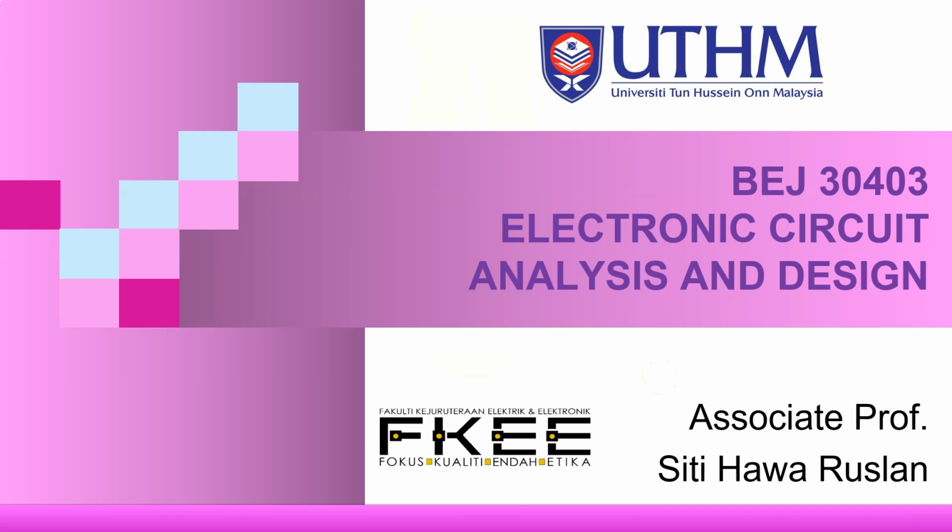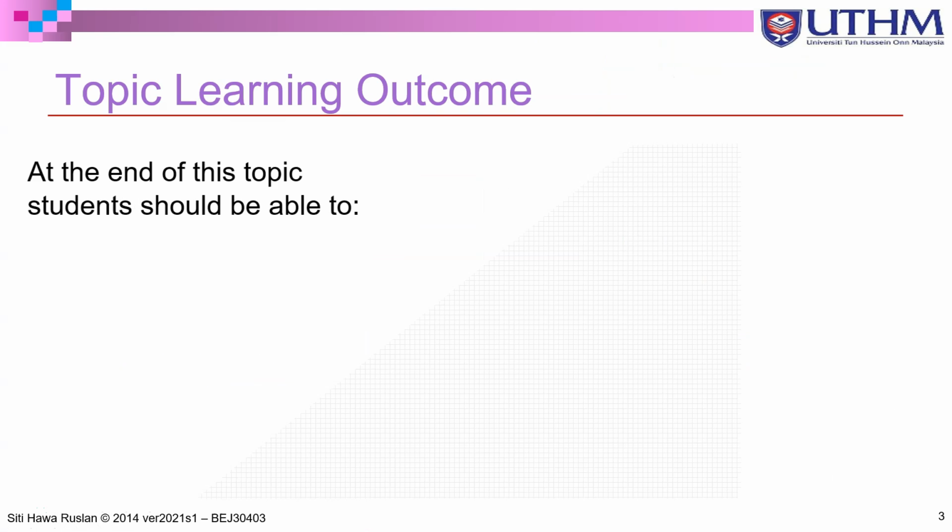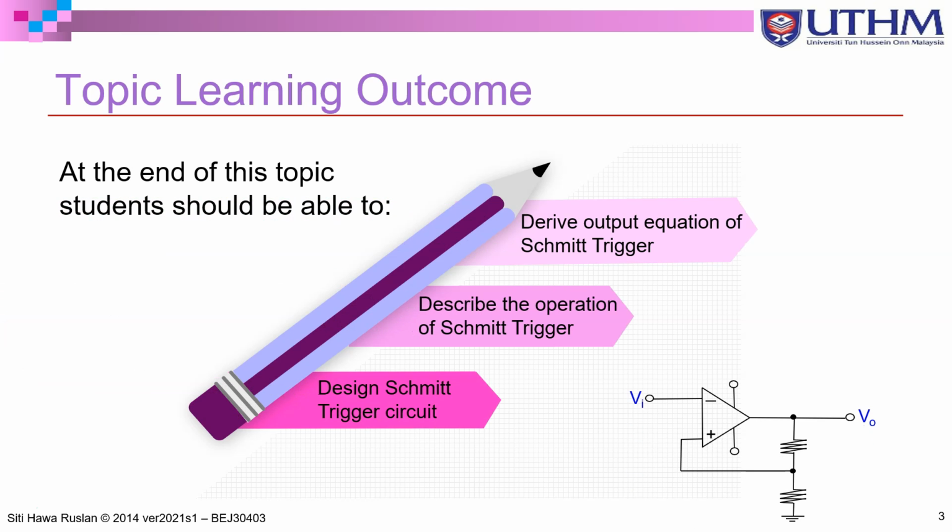Hello, now we are moving to the second topic of op-amp in nonlinear region, which is the Schmitt trigger. Hopefully at the end of this topic, students should be able to derive the output equation of a Schmitt trigger, describe the operation of Schmitt trigger, and also design a Schmitt trigger circuit.